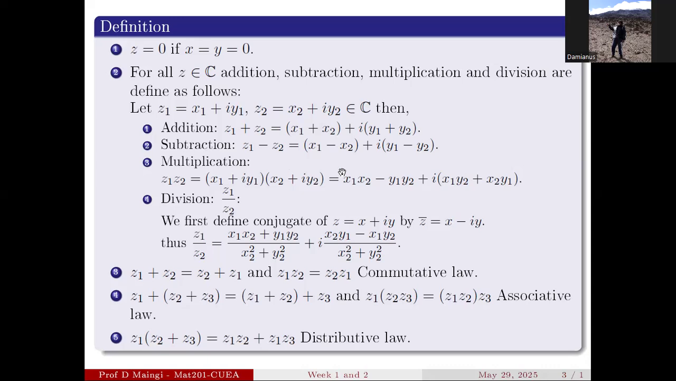And then you group them together. All right, the ones with I and the ones without I. The ones without I correspond to the real part. The ones with I correspond to the imaginary part. All right. Good. So far, so good.